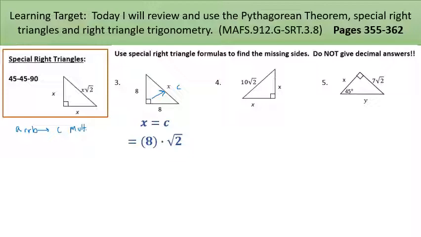All right, so 8 times the square root of 2, and that's my answer. C is 8 square root of 2, x is equal to 8 square root of 2. Done and done. Easy peasy. All right, look at number 4.